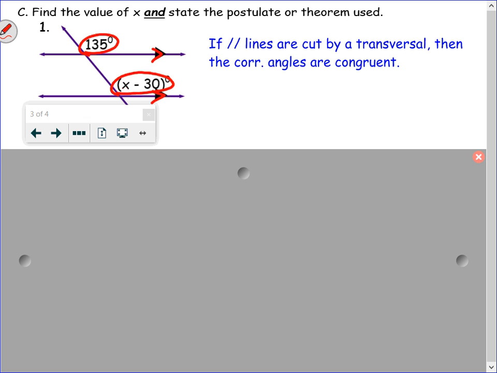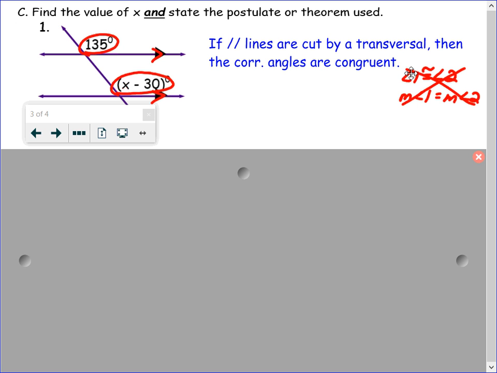If parallel lines are cut by a transversal, then the corresponding angles are congruent. So if these two angles had a name, we would say angle 1 is congruent to angle 2, and then we would say the measure of angle 1 equals the measure of angle 2. But these angles don't have a name, so this is not required.